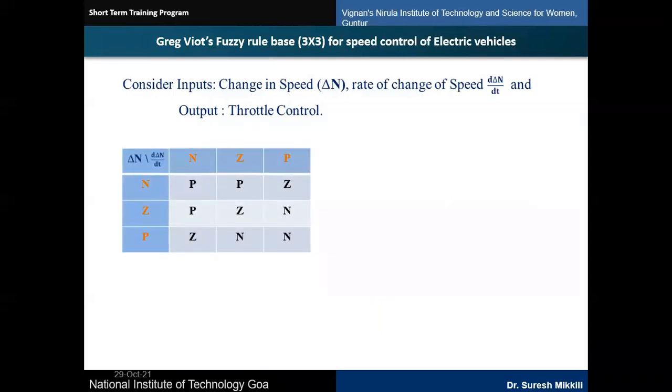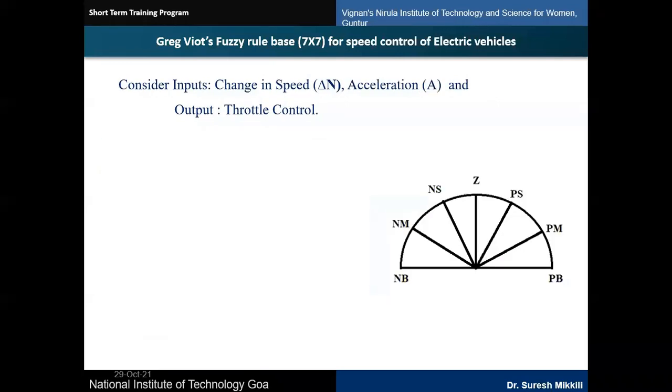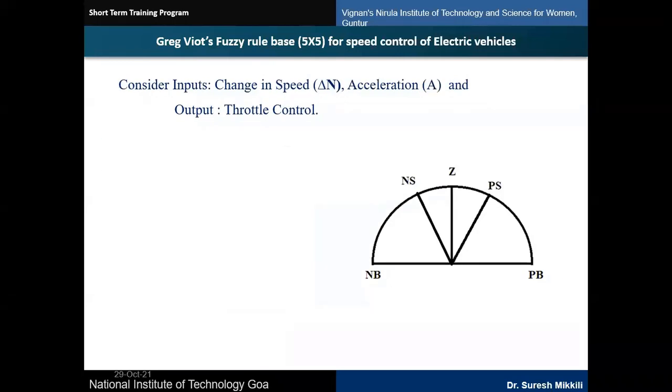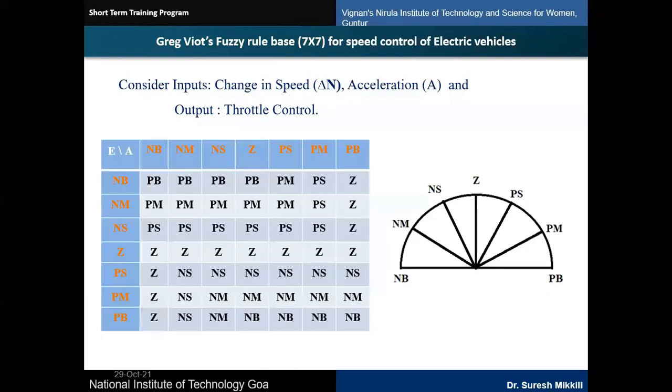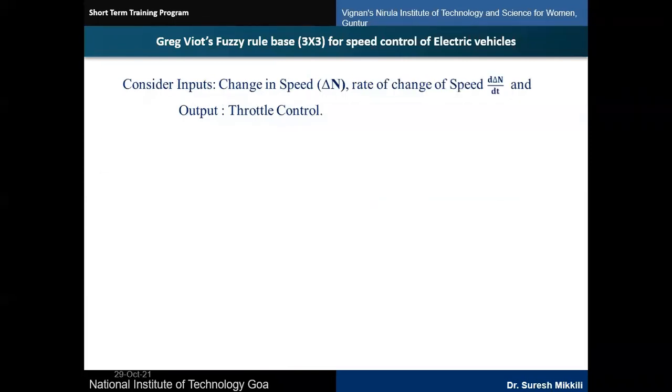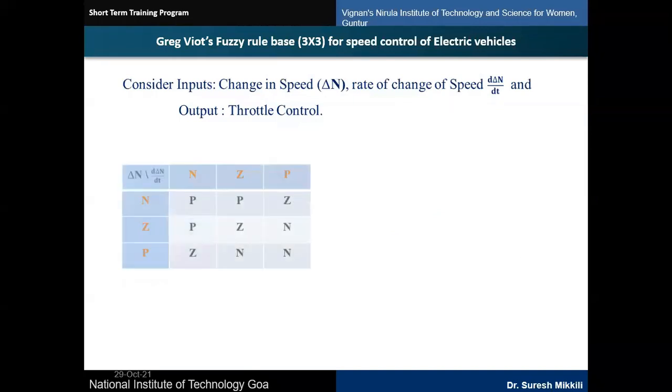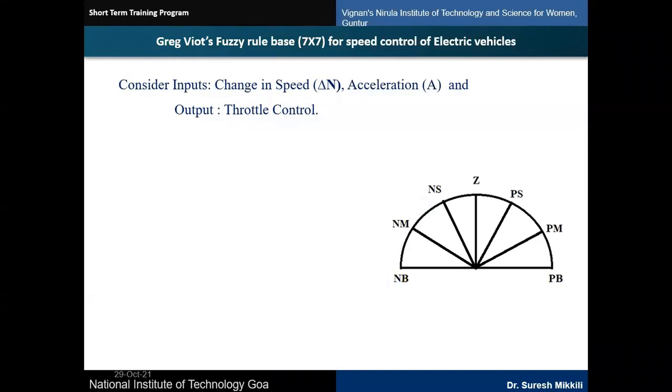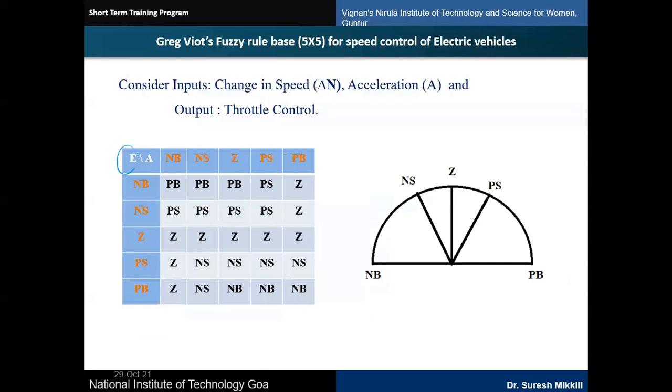This is for vehicle control by considering change in speed and acceleration. Suppose one more rule base is change in speed and rate of change in speed. Two different types. Here, one rule base I have considered is error in speed and acceleration increasing. Acceleration may be very high, very low. So based on the acceleration and the error, how does the rule base have to be created? One input is change in speed, the second input is acceleration. Based on that, how can vehicle control be done?